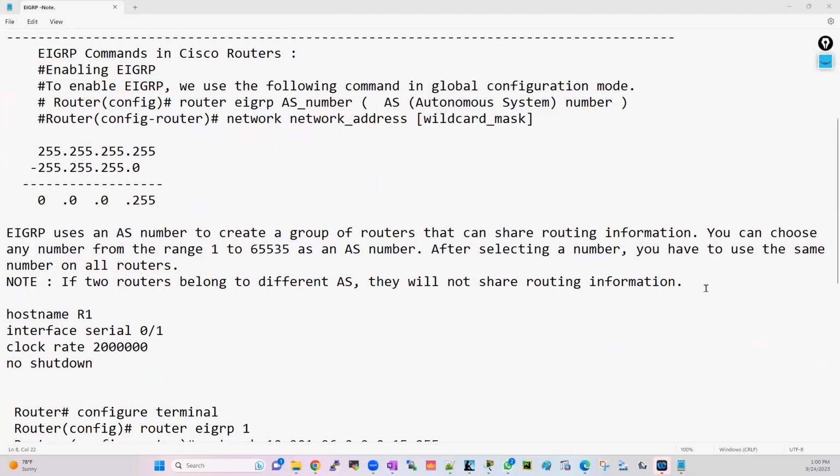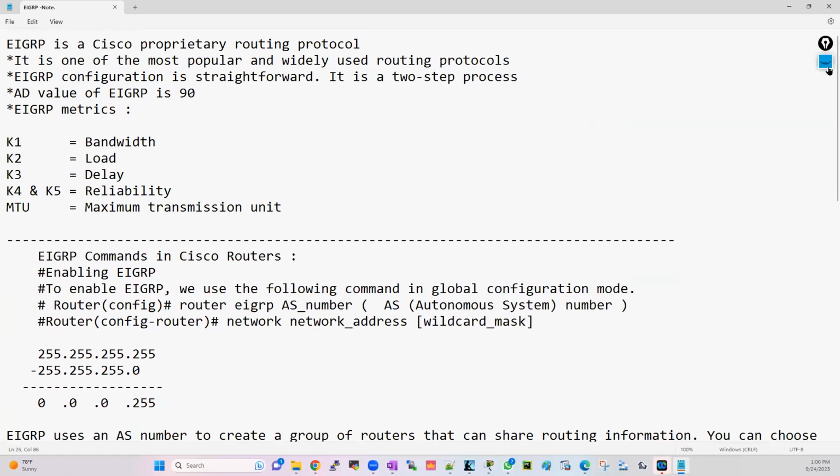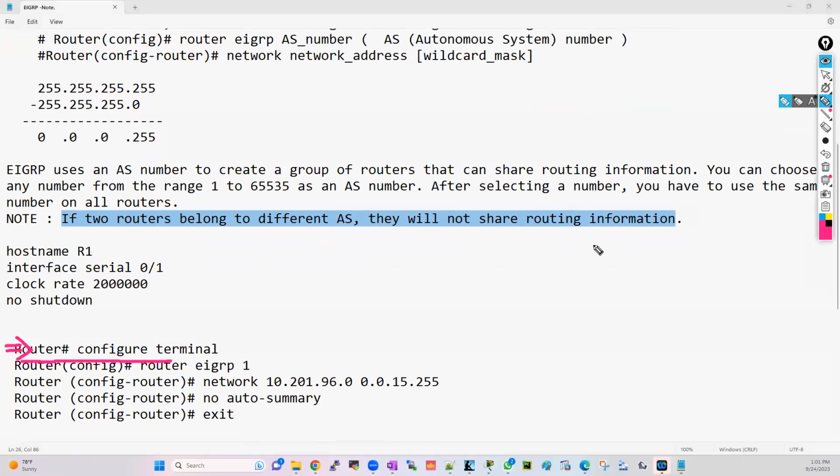So EIGRP uses the AS number to create a group of routers that share routing information. You can choose any number from 1 to 65,535 as the AS number. This is the autonomous system. And then there's a note here. If two routers belong to different AS, they will not share routing information. If we configure EIGRP 100 on this interface, and the other interface is AS 200, these two will not form neighborship.